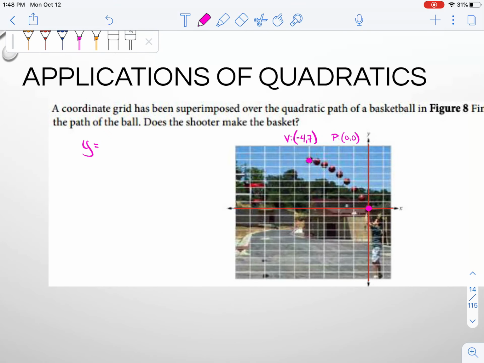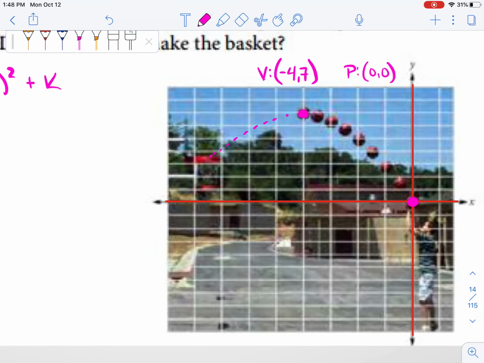So we're going to substitute into y equals a times (x minus h) quantity squared, plus k, because I want to figure out: does the path of my basketball come down, and do I make the shot or not? We can look at it and make a guess and say, well, it kind of looks like hopefully it should, maybe it won't. But it's going to be close. I need an equation to figure that out.